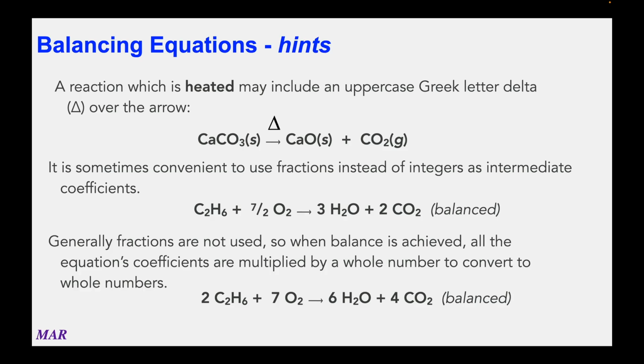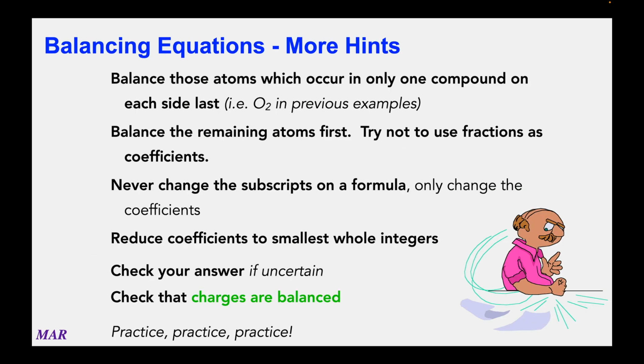Again, normally we stay away from fractions. There's one time in Chem 222 I'll talk about where we will need a fraction, but not in Chem 221, so don't use fractions. You want to balance the atoms that are by themselves last. So we saw O2 a couple times. We balanced it last. That's what you want to do, all right? So you try not to use fractions as coefficients if you can. You definitely don't want to change the subscripts. So for example, CaCO3 was calcium carbonate.